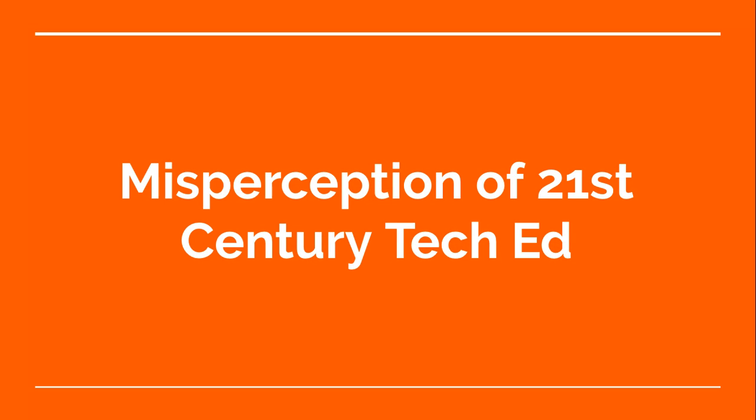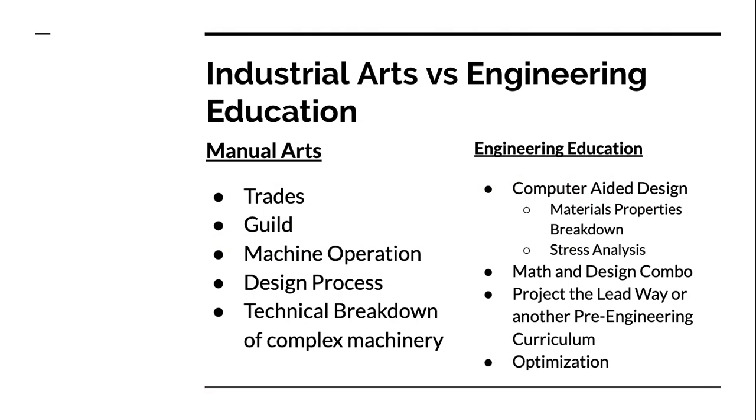So it all leads to the misperception of 21st century tech ed, where you have industrial arts versus engineering education. Now, when you deal with manual arts, this is more of the old school technology education: wood shop, graphing, printing, things of that nature, which is trades and guilded operations. It tells you how well a machine works, the design process, the technical breakdown of complex machinery.